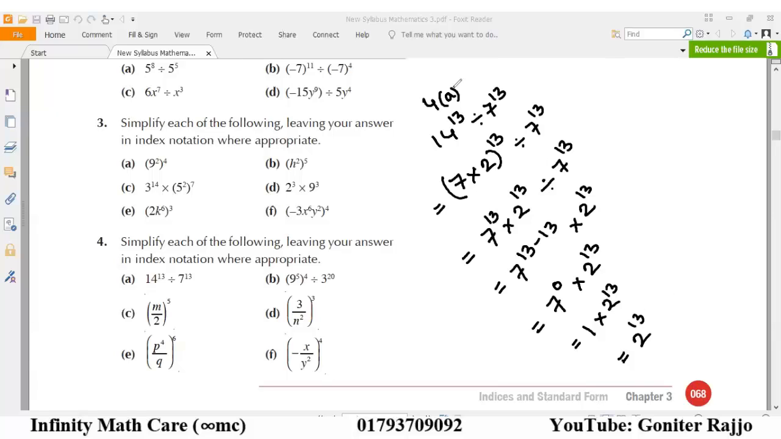Here we can solve this part in another way. That means this part we can write in this way: 7 to the power 13 multiplied by 2 to the power 13 divided by 7 to the power 13. So now we can divide 7 to the power 13 by 7 to the power 13. Then the answer should be 2 to the power 13. Okay? So we can keep our answer in that way. In that way, we can easily solve. I hope you understand this one properly.